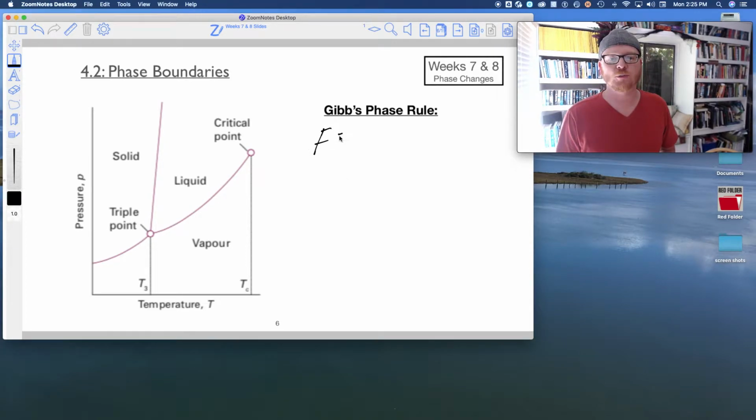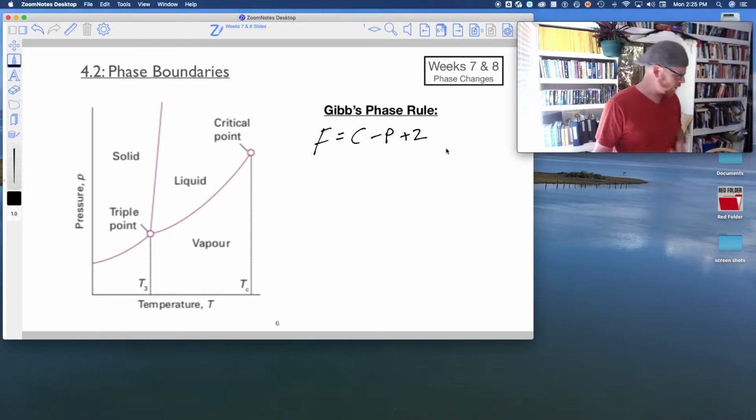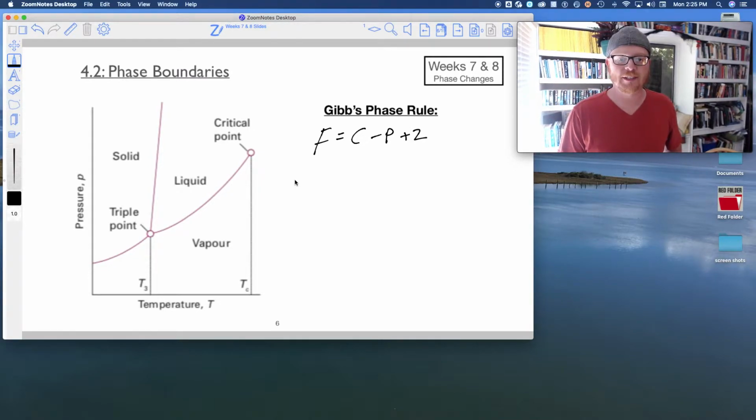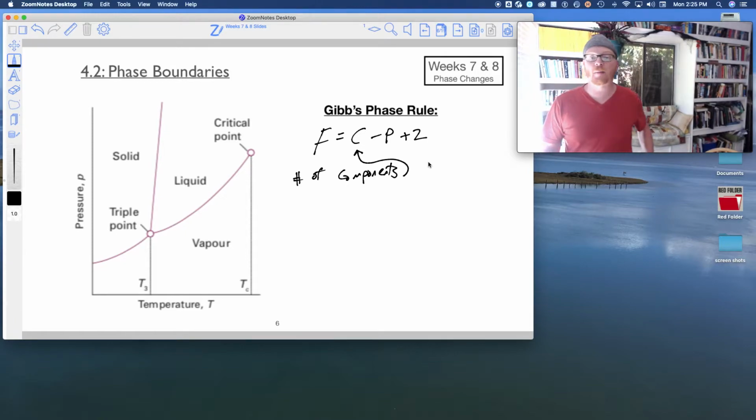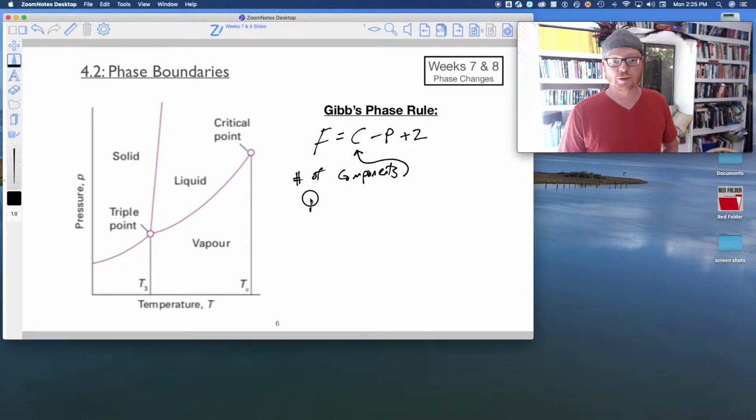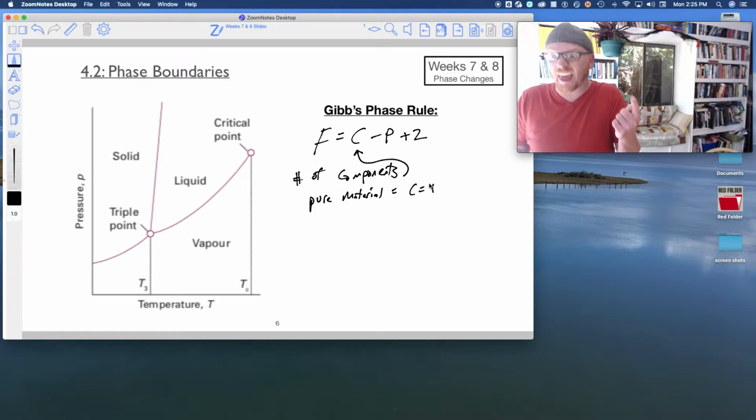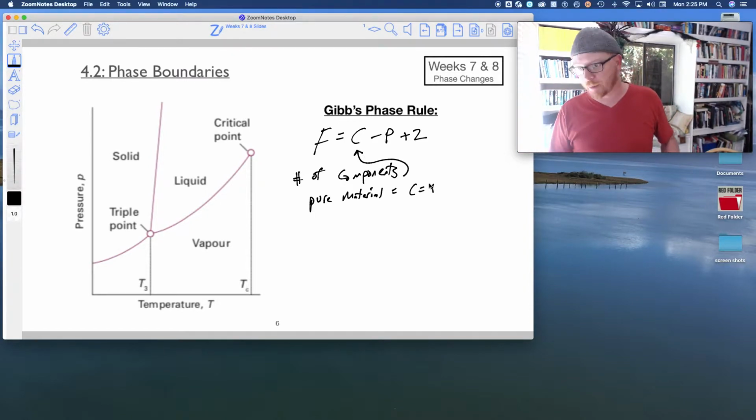So Gibbs phase rule has an equation. It's the following: F equals C minus P plus 2. So what do all those letters mean? Well, C is the number of components. In other words, is it a pure material? If it's a pure material, then C equals 1. There's just one thing, like water or helium or carbon dioxide.